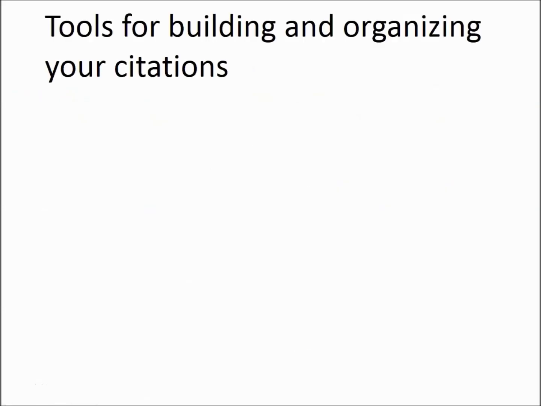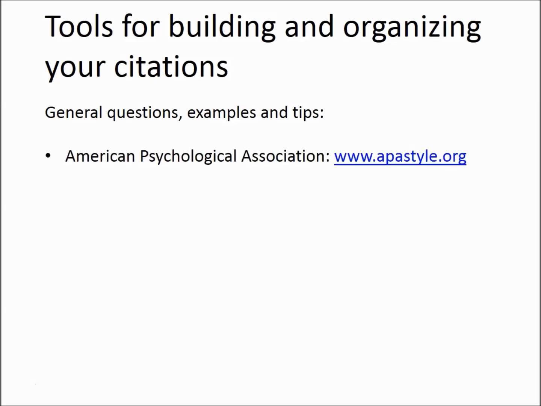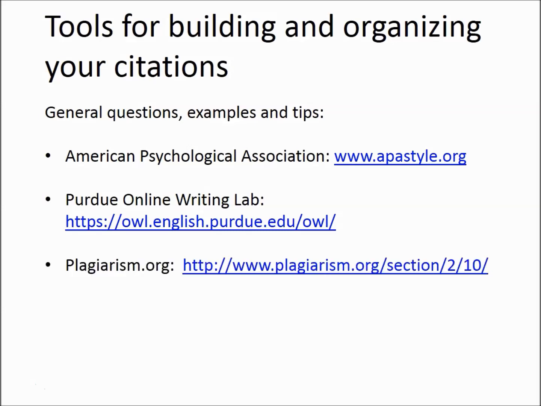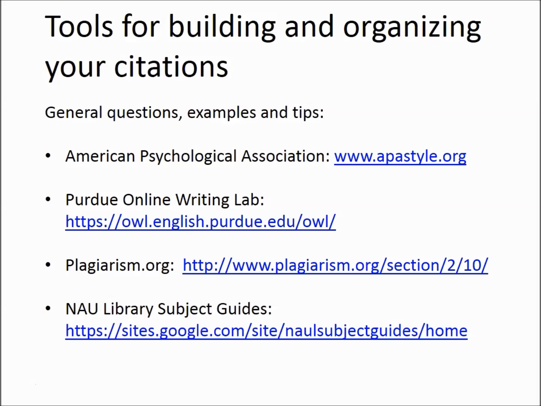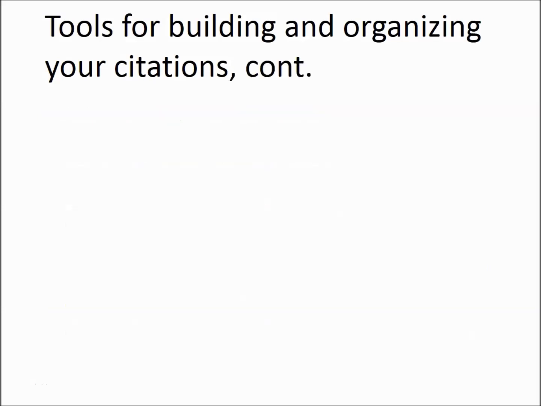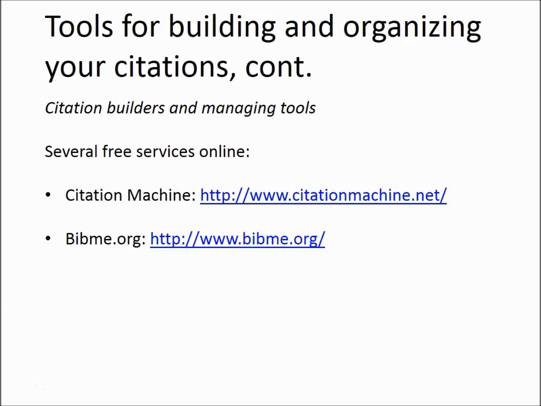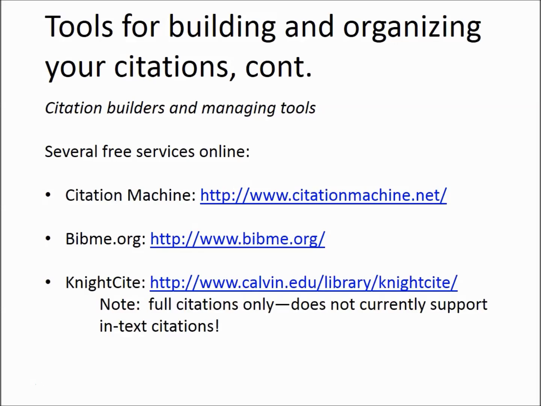To make things easier for building and organizing your APA citations, try some of these resources. For general questions, examples, and tips, visit the American Psychological Association's website, the Purdue Online Writing Lab's website, plagiarism.org, and the NAU Library Subject Guides, accessible through the North American University Library's website. There are many free citation builders and managing tools available. Visit the Citation Machine, bibme.org, and NightCite. Please note that NightCite currently does not automatically format in-text citations.